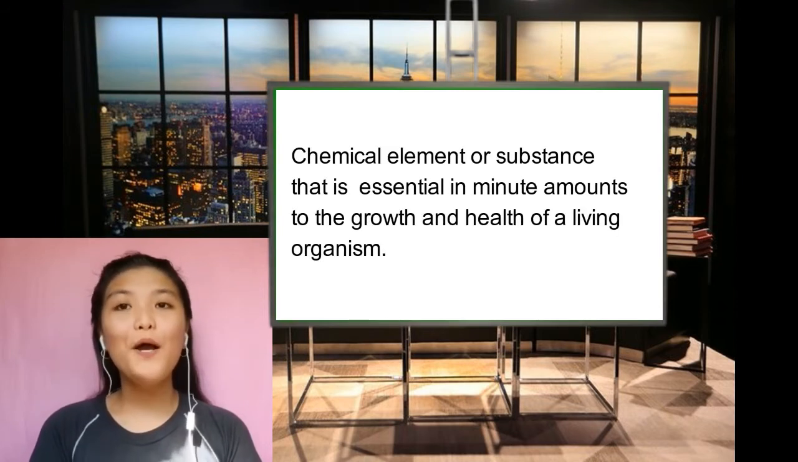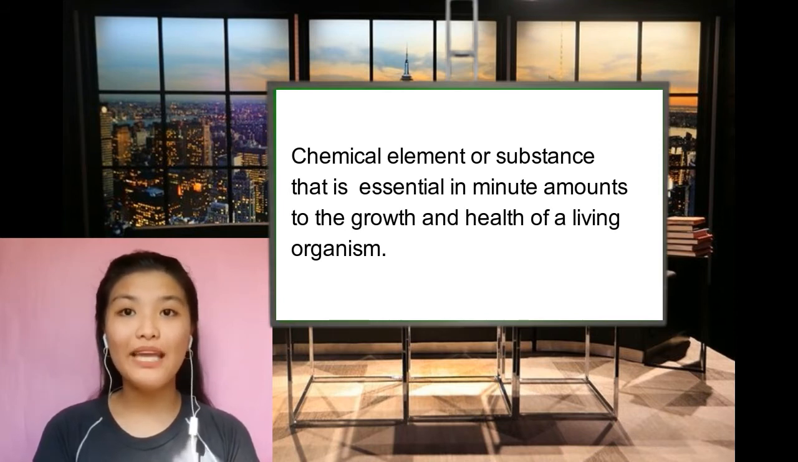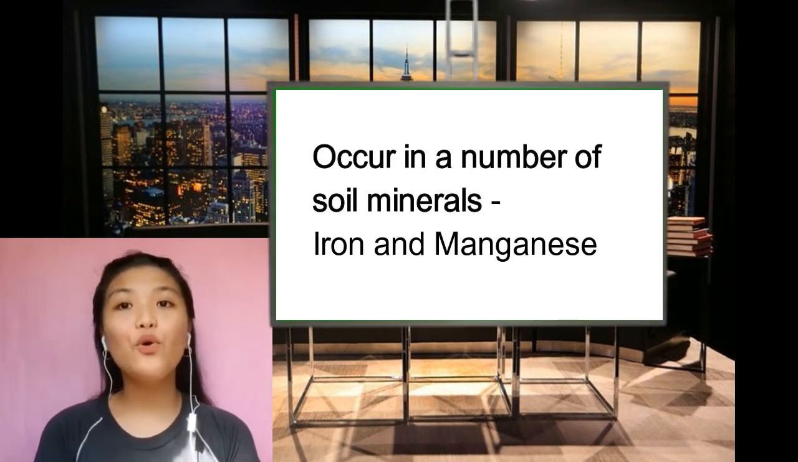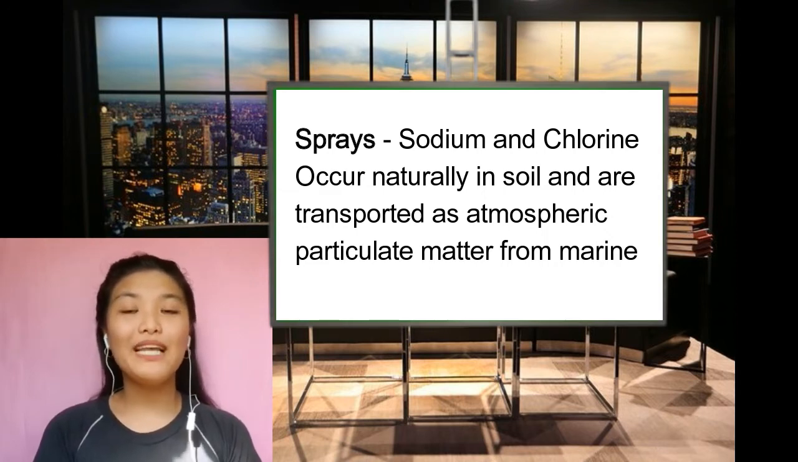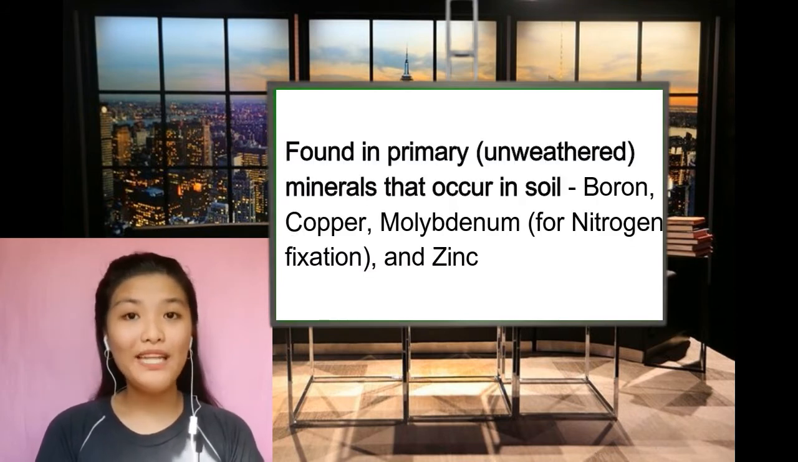Next, let's talk about the micronutrients in soil. Micronutrients are the chemical elements or the substances that are essential in minute amounts to the growth and health of a living organism. So the examples of it are the iron and manganese, which occur in a number of soil minerals. Next is the sodium and chlorine, which occur naturally in soil and are transported as atmospheric particulate matter from marine sprays. And last are the boron, copper, molybdenum for nitrogen fixation, and the zinc, which can be found in primary or unweathered minerals that occur in soil.